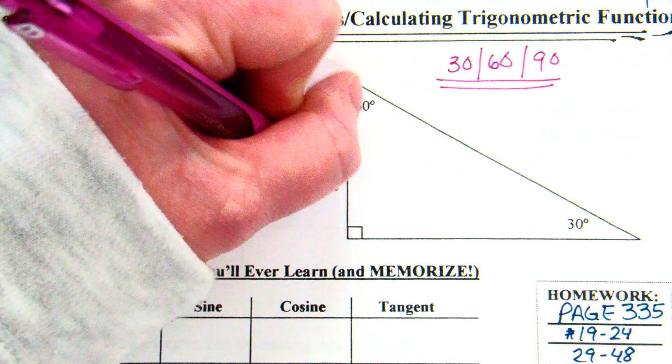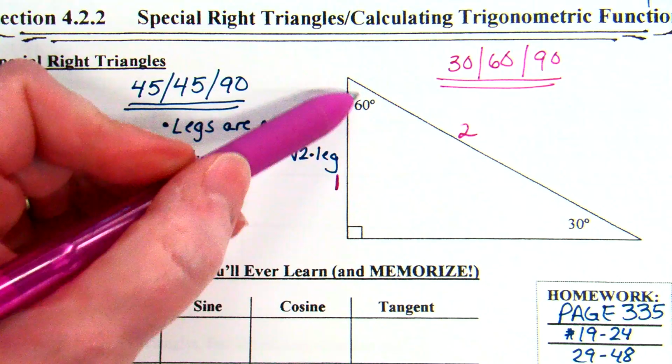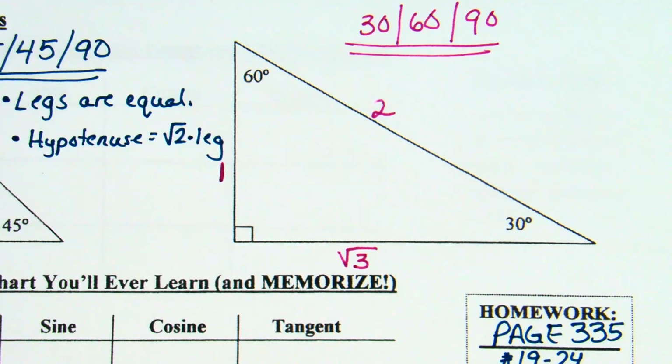The hypotenuse is the easy one. The hypotenuse is just 2 times the short leg. And what I would call the long leg, the leg opposite the 60, is square root of 3. So in a 30, 60, 90, your short leg is kind of your beginning amount. Your hypotenuse is 2 times the short leg. And your long leg, the leg opposite the 60-degree angle, is square root of 3 times the short leg.